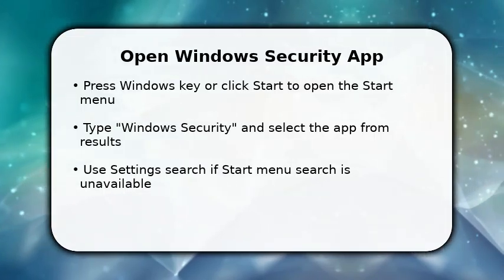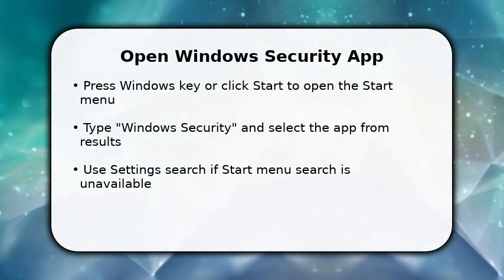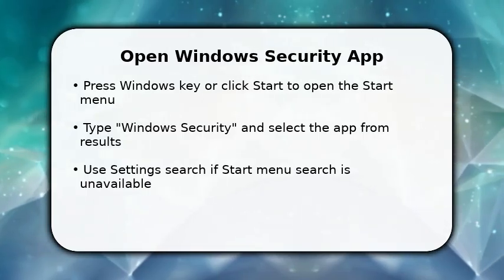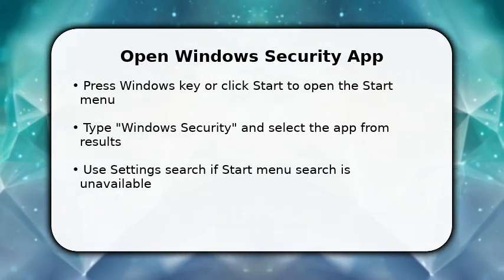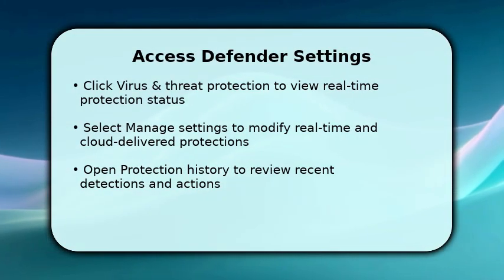Once done, glance at the left-hand menu to confirm you see Virus and Threat Protection, Firewall and Network Protection, and App and Browser Control. These confirm you're in the right place. You now navigate deeper to manage Defender behavior. This is where control happens.